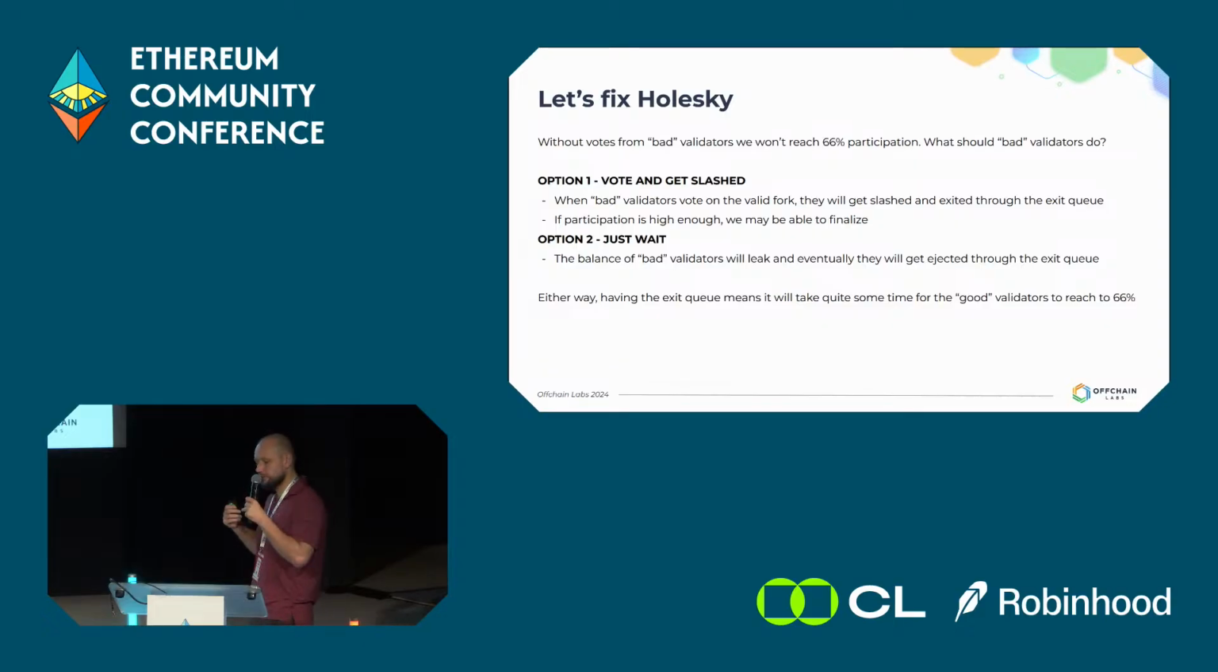But if we coordinate a mass slashing, then there's something called a slashing correlation penalty, where if many validators make a slashing at the same time, the penalties that they get are multiplied. And so that's why this correlated slashing is a good idea.